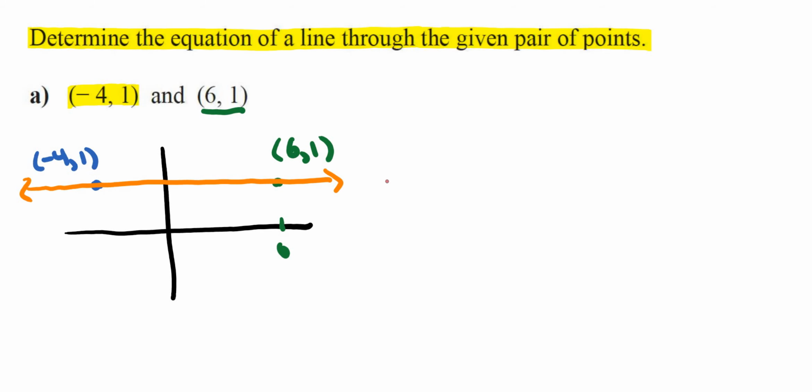So when you have a horizontal line, the equation starts off as y equals. And then what is that height? Well, the height here is just 1, right? So that orange line has a maximum height of 1. So the equation is y equals 1.